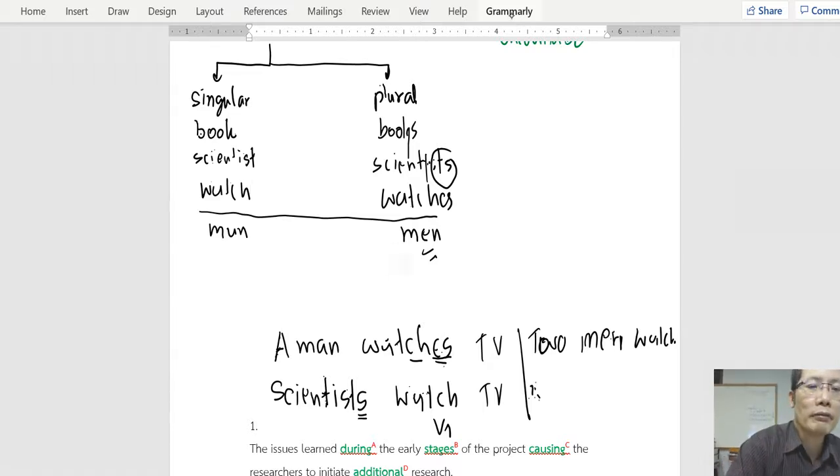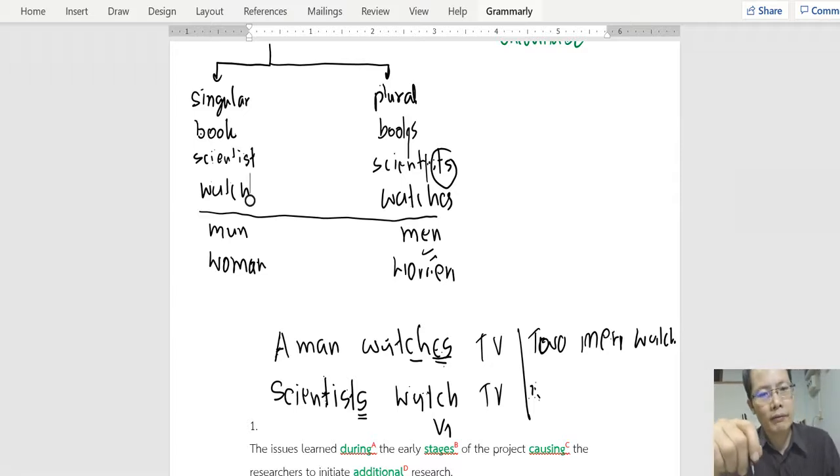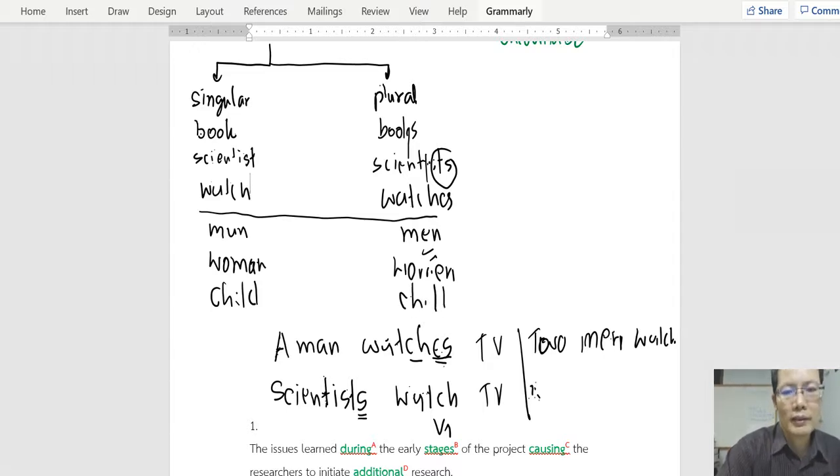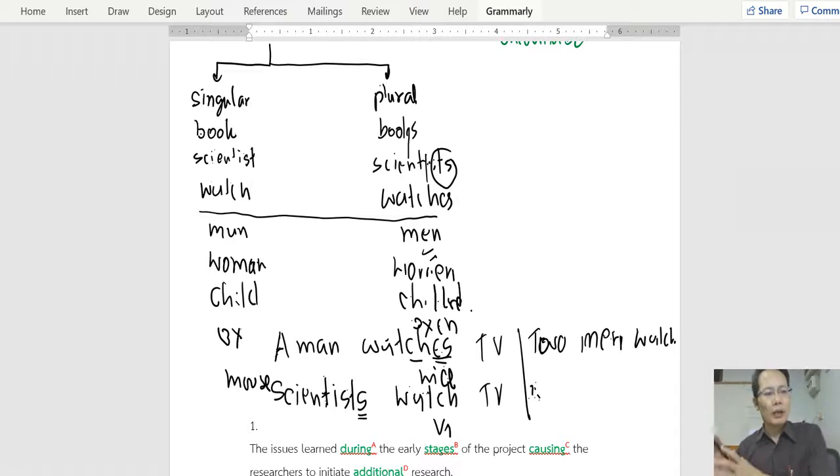Okay, man, men, woman, women. We don't pronounce woman and women the same. Even child, children. Ox, oxen, etc. Mouse, mice, bus, foot, feet, tooth, teeth, etc. Some change inside, an irregular form of noun. Irregular form of noun, we have to understand.